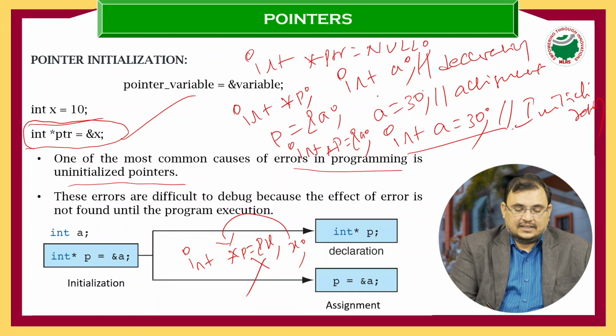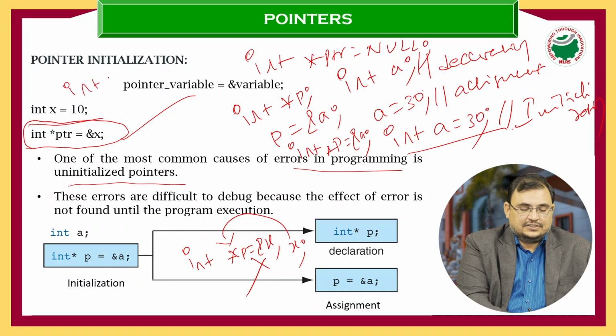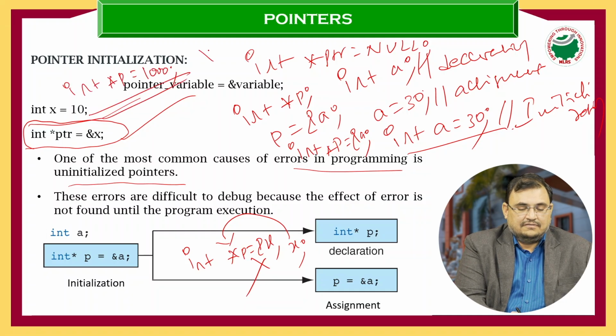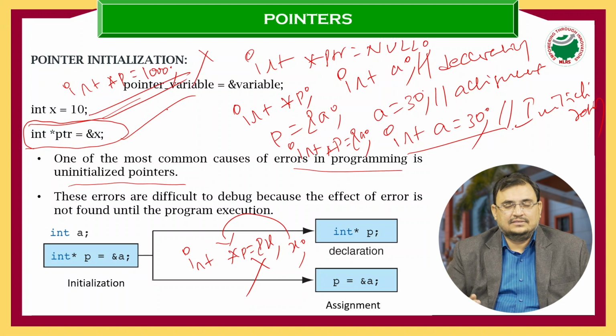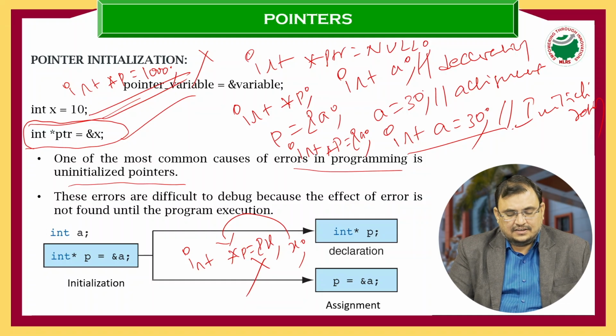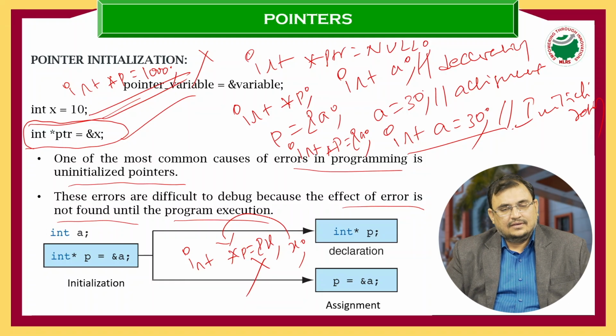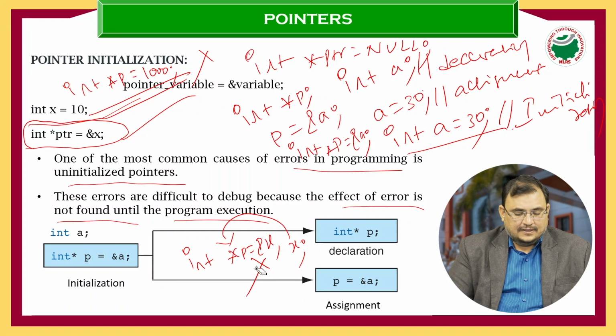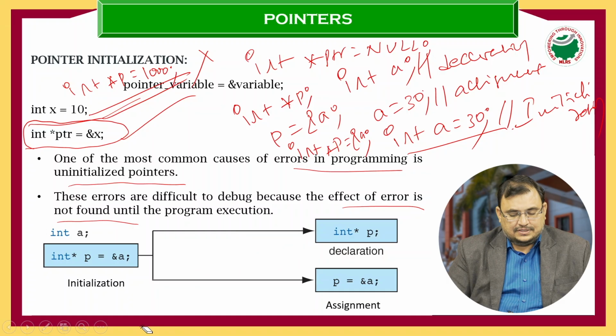Okay, and we can't assign a direct constant to the pointer. int *p = 1000 is invalid. You can't assign it because 1000 is a memory address, and whether 1000 is available in memory or not, we don't know. That's why you can't assign a constant directly to the pointer. Hope you understand. These errors are difficult to debug because the effect of the error is not found until program execution. Here you can see this in a diagrammatic representation.